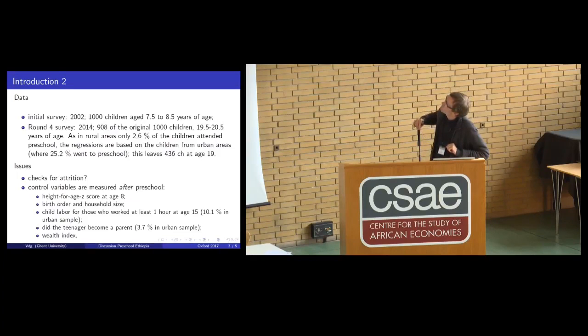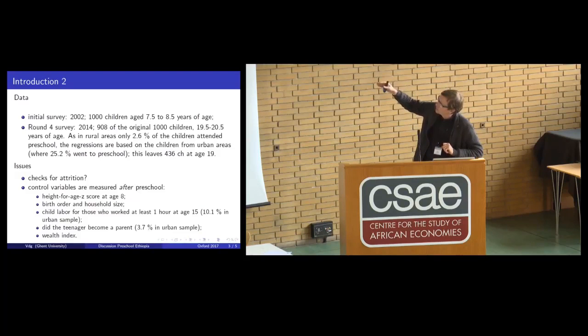The first is about the data. If you read it and go to the issues, you can see that perhaps there's a tiny problem of attrition, because of the original 1,000 children, by 2014 only 908 are left. So some have disappeared. There could be an issue of sample attrition. Did you check for that? Perhaps you did, I do not know.